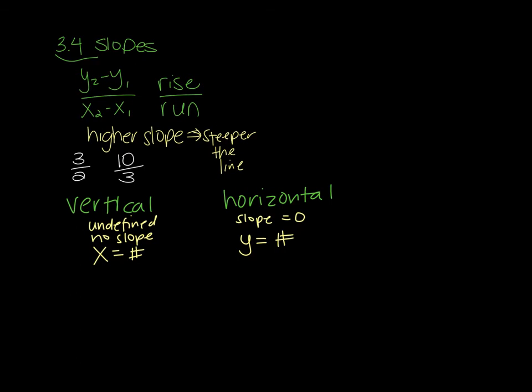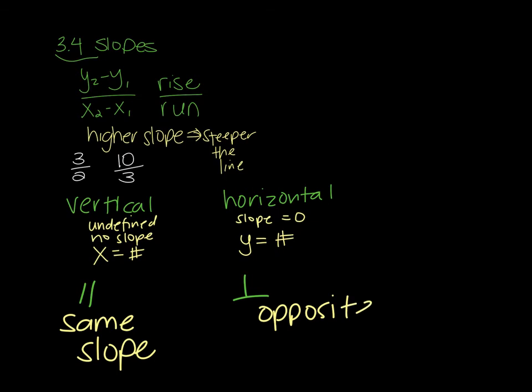Okay, we also talked about parallel lines and perpendicular lines. So what's the relationship of the slopes of parallel lines? Same slope. And what's the relationship of the perpendicular lines? Opposite reciprocal. So opposite sign and flipped fraction. Okay, then we did 3.6, which was now graphing all those lines.